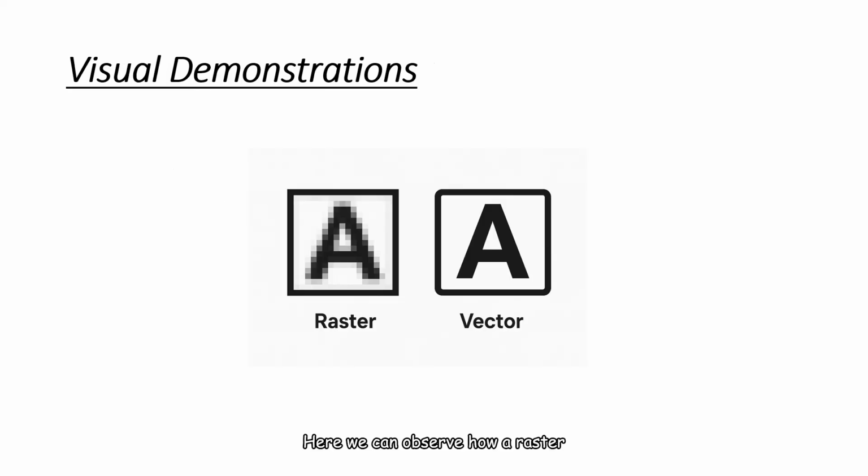Here we can observe how a raster image and a vector graphic respond to zooming. Notice how the raster image becomes pixelated while the vector maintains its crisp lines. This visual comparison highlights the difference in scalability.